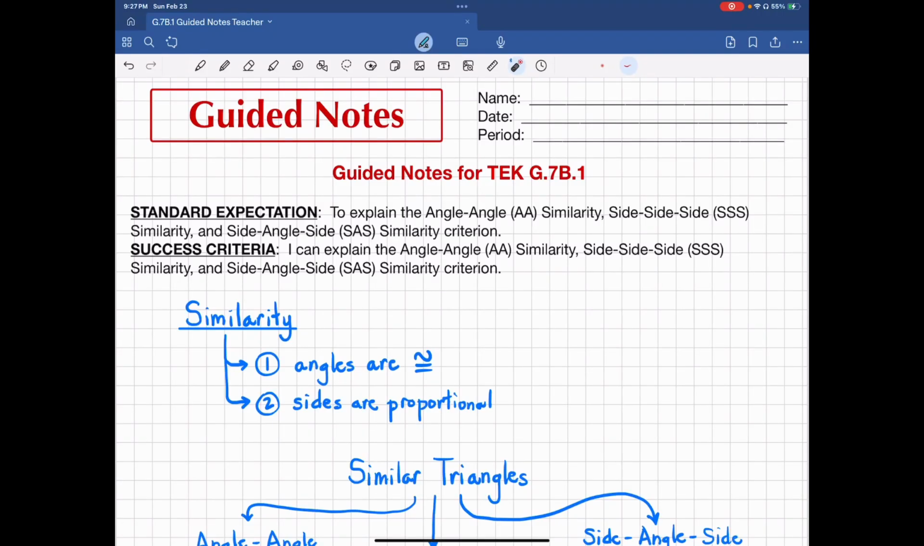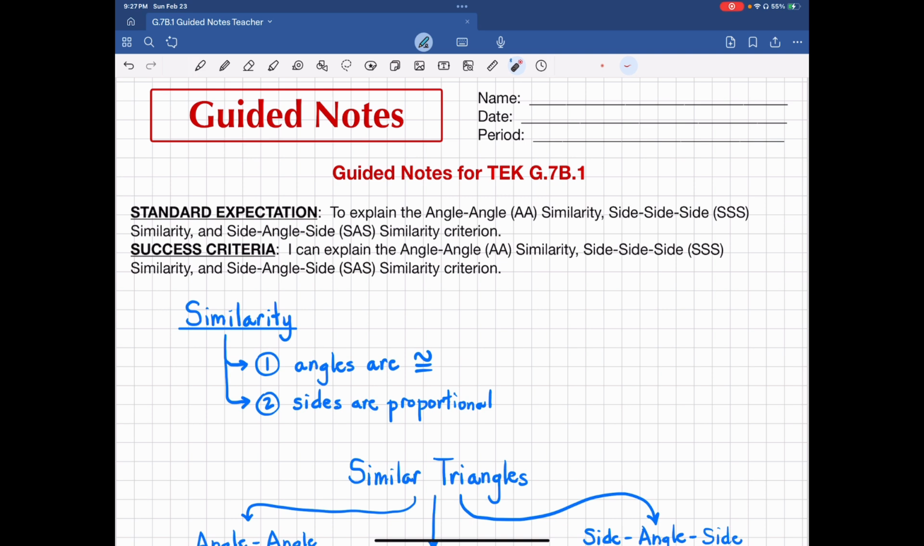Hello, everyone. Did you know that you could prove two triangles are similar without having to measure all of their sides and all of their angles? In fact, there are just three simple shortcuts. Whether you are an artist designing a perspective drawing or a scientist scaling up a model, triangle similarity plays a crucial role in problem solving.